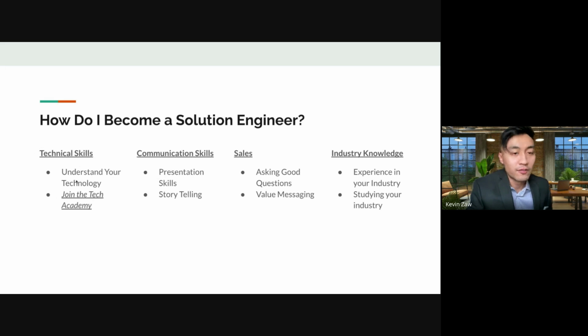Now, the first skill that you want to have to become a solution engineer is building your technical skills. It is a technical role, so you want to understand the technology you're selling and how it integrates with other technologies. For example, when I was at Salesforce, I had to understand what the CRM was. And oftentimes, customers would ask, okay, we have an ERP, and some of you may not be familiar with what an ERP or CRM stands for. It's not too important right now.